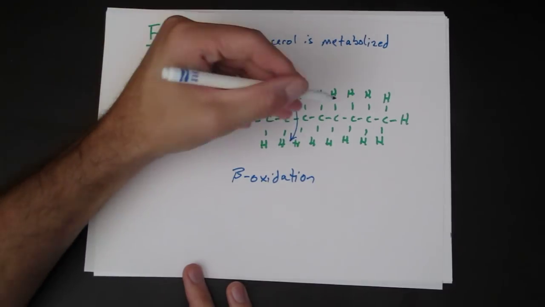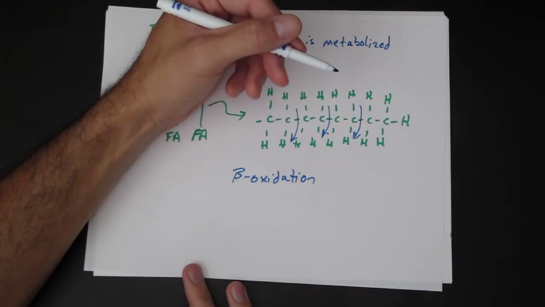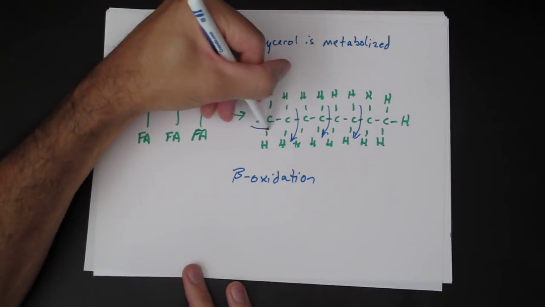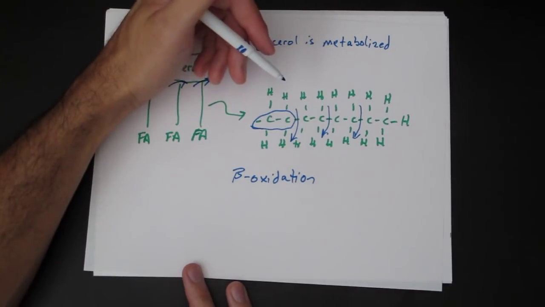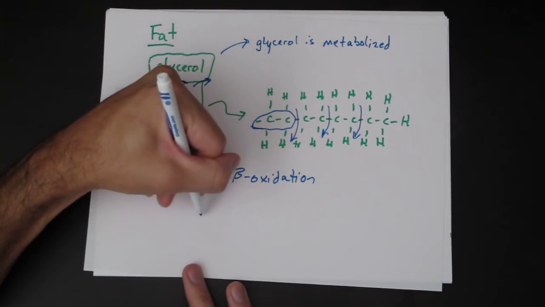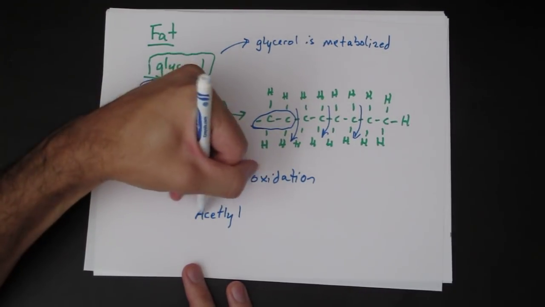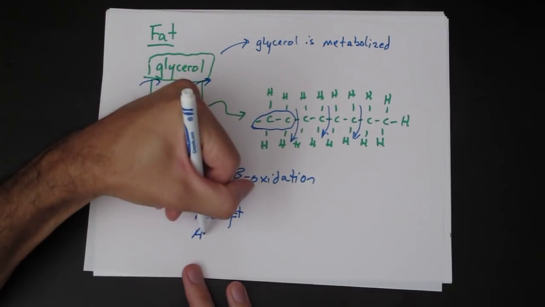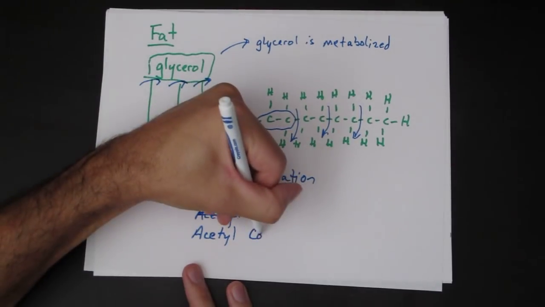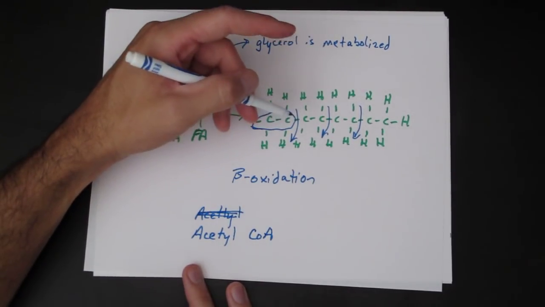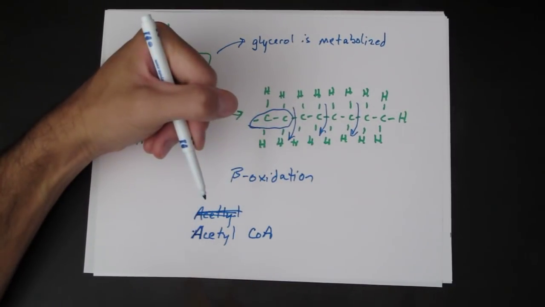So we're doing this, we're doing this, we're doing this. Okay? Those two carbon groups that we're producing as a result of this are getting converted to acetyl-CoA, right? So as a result of beta oxidation, we're producing a ton of acetyl-CoA.